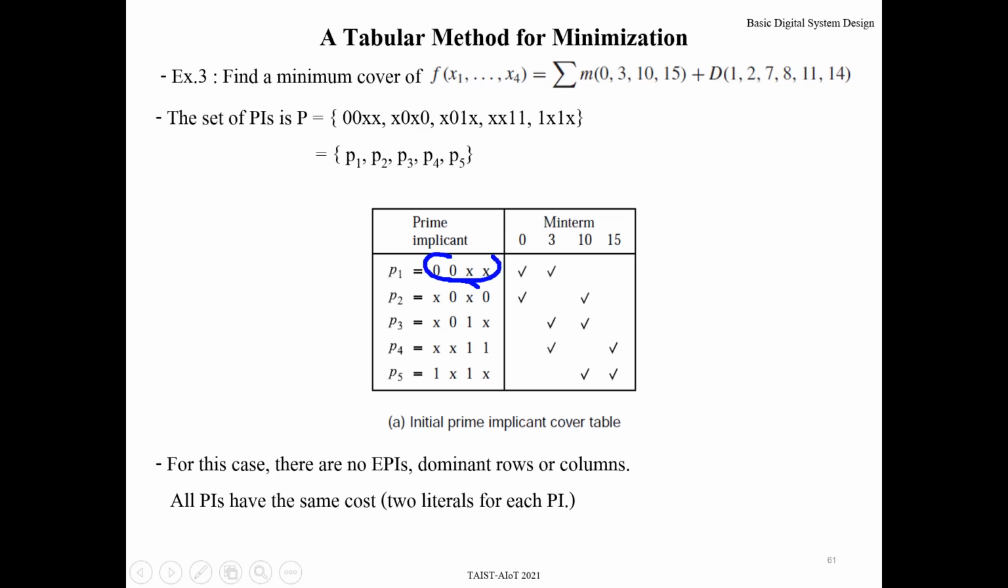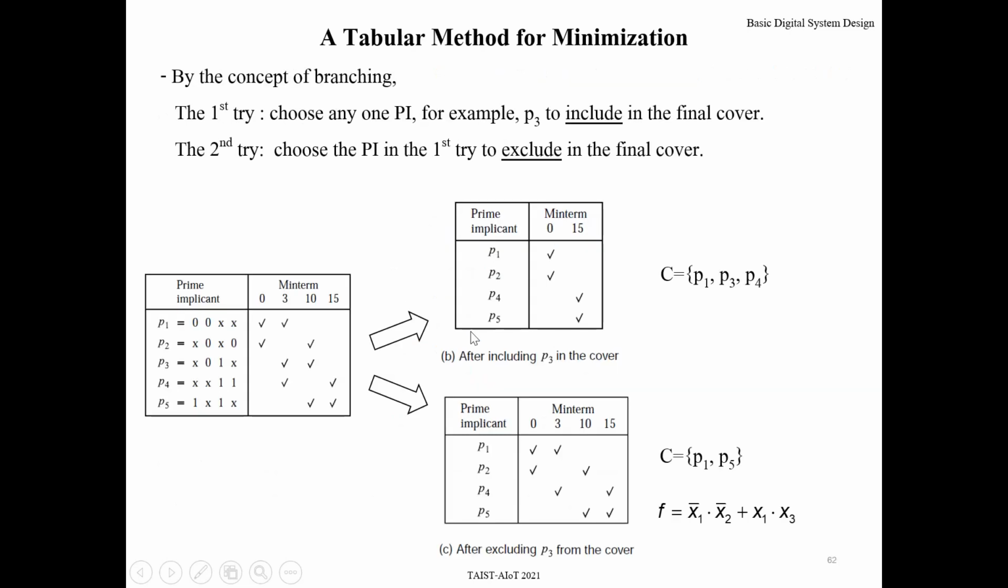For the example, note all of these prime implicants, there are 2 constants, right? 2 constants. That means there are 2 literals. Namely, this one is x1 prime and x2 prime, right? 2 variables. Okay, this is x2 prime and x4 prime, and this one x2 prime and x3. Okay, and so on. So what should I do? Okay, let's do this process. Let me use the branching technique.